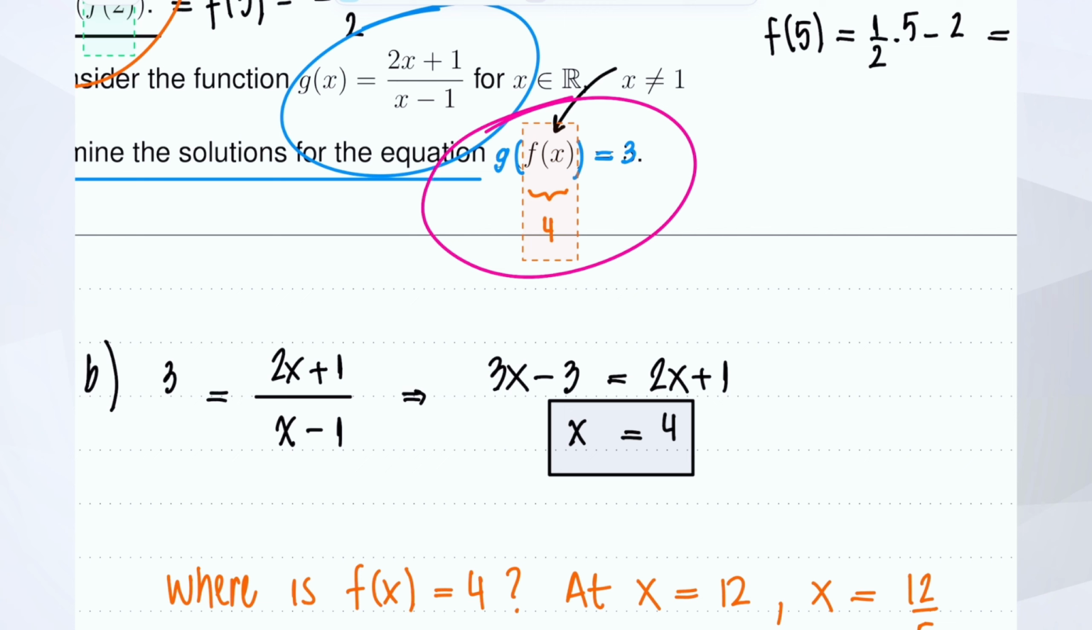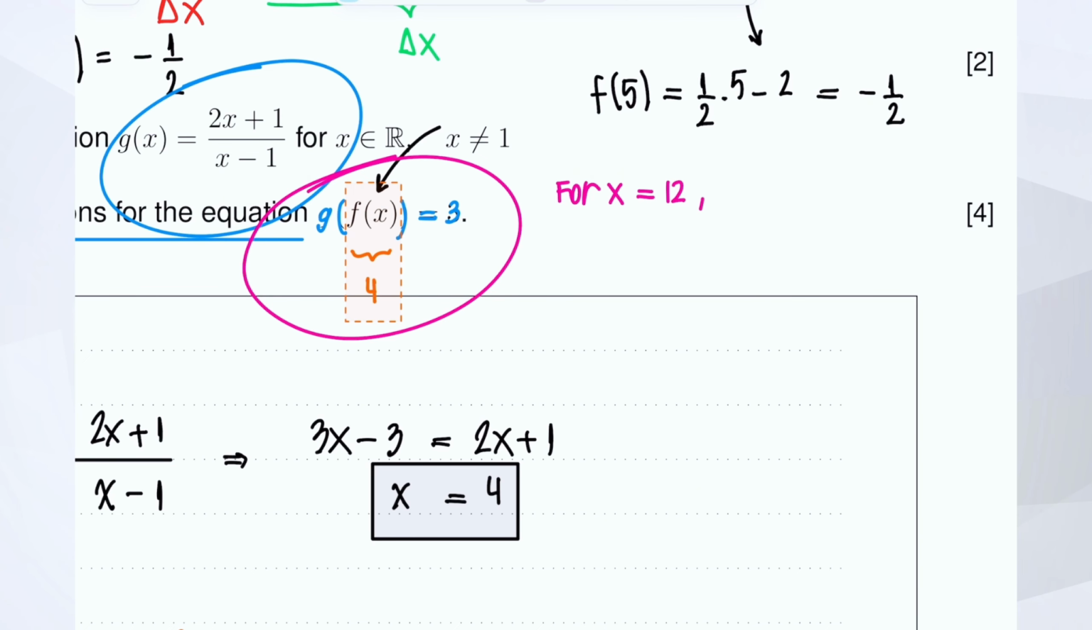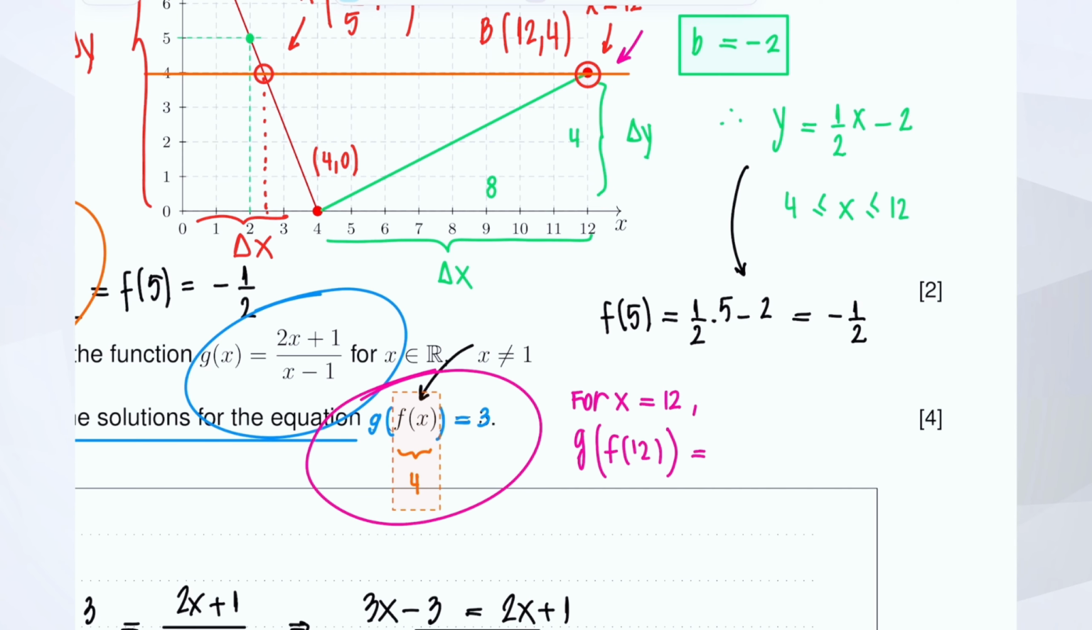Now, if you want to check if this actually makes sense, if this actually produces 3, you can always double check, of course. So for example, let's take these two scenarios into account: when x is equal to 12 and when x is equal to 12/5. For x equal to 12, we have g of f of 12. We know that f of 12 is 4, so we have g of 4. And g of 4 is (2 times 4 plus 1) over (4 minus 1), which is equal to 3.